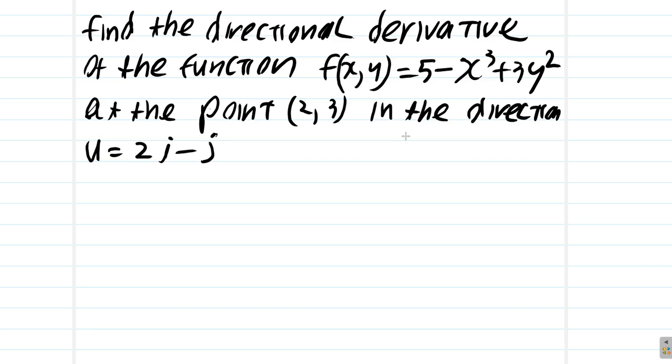Find the directional derivative of the function f of x and y is equal to 5 minus x cubed plus 3y squared at the point (2, 3) in the direction of the vector u is equal to 2i minus j.